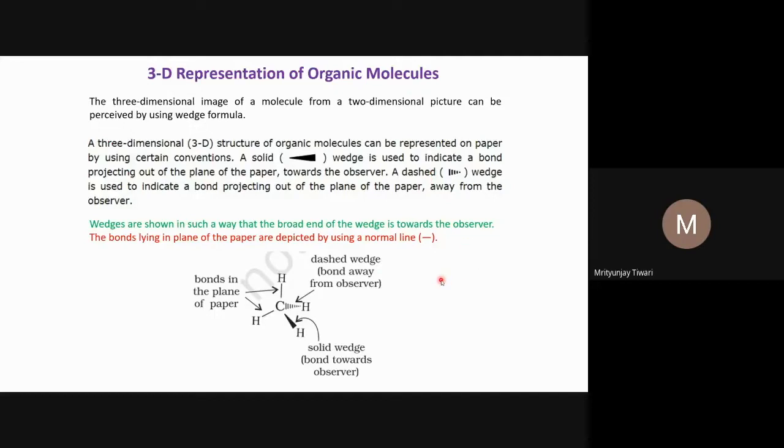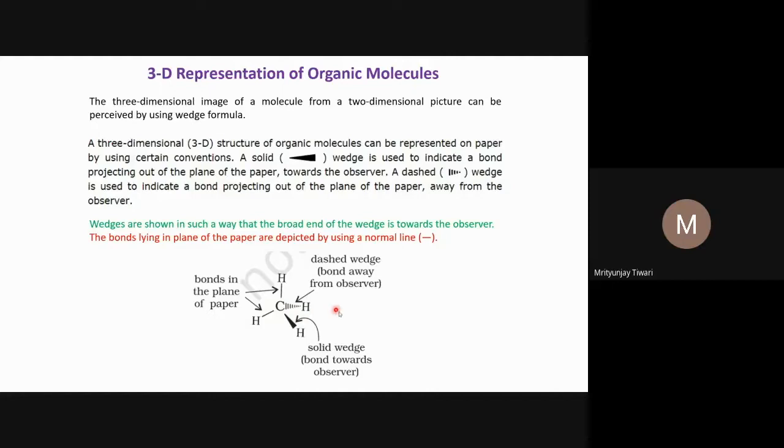So, as I said, if a molecule has a tetrahedral geometry, one can put the central atom and two terminal atoms on the plane of the paper. Suppose in the case of methane, this carbon atom and these two hydrogen atoms I can put on one plane, and the two bonds I can show with normal lines. With the normal lines, it means these three atoms are on one plane, so these two bonds are on the plane of the paper or the plane of the screen.